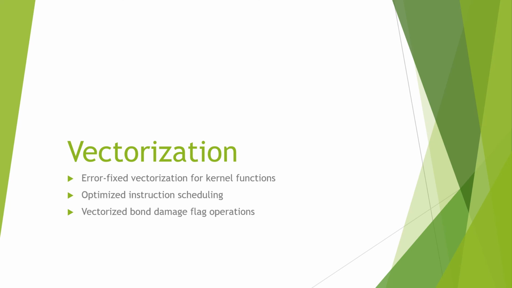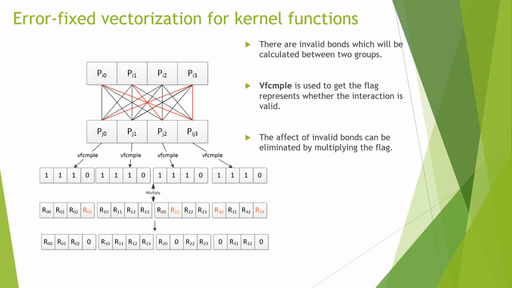After reducing the cost of memory access, we use vectorization and further optimizations to improve the computation efficiency. When we vectorize the kernel, the basic compute unit is changed from a point to a group. The interaction of all 16 bonds between the two groups is calculated, but some bonds are invalid because points in two groups are not necessarily neighbors. Red lines in the figure represent the invalid bonds.